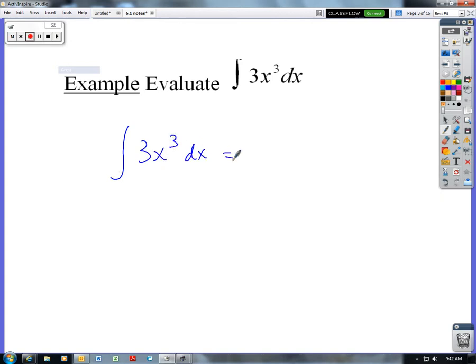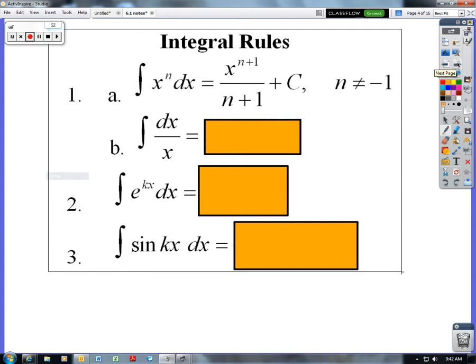So, if you have something like this, all you have to do is find the antiderivative, so that's 3x to the 4th over 4, and then since it's an indefinite integral, you just add c. And then here are some integral rules or antiderivatives. And the first one we already know because we've been using it. And this next one we've talked about, it came up in the homework some time ago.